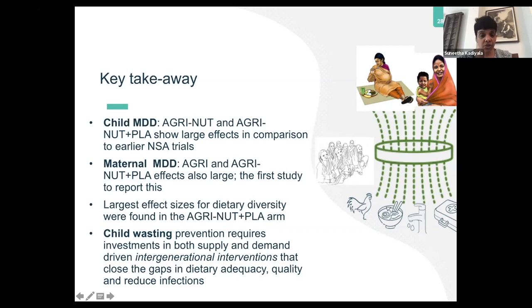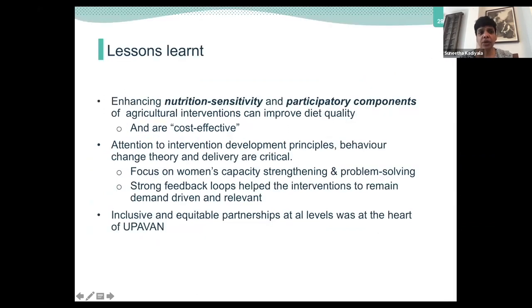My last slide really talks about, so where do we go from here? So I do think, from our study, we can say that enhancing nutrition sensitivity and enhancing participatory components of agriculture interventions can improve diet quality substantially. And their cost, well, I don't know how else to put it. As I said, it's cost effective, but it's not cost effective. But it seems like the costs are comparable. Maybe I need to find some other way of expressing that. And actually, these costs are lower or comparable to other interventions that we also have looked at as a part of this literature review.